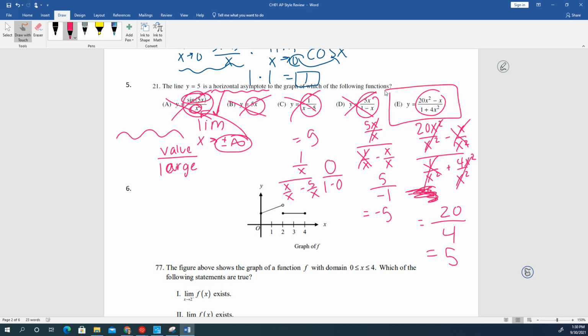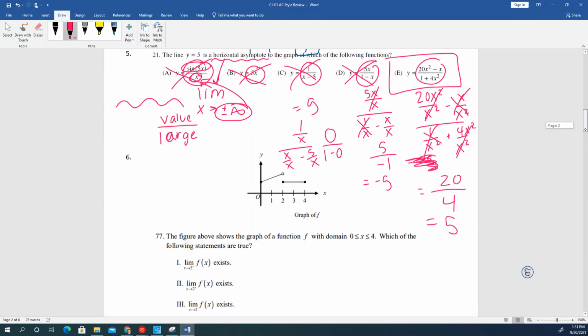Okay. So I don't mean to be sloppy with my work, but I'm just trying to emphasize how you should go about doing multiple choice right away. You don't have to be perfect in your work. You just have to work quickly. All right. E, love that problem.